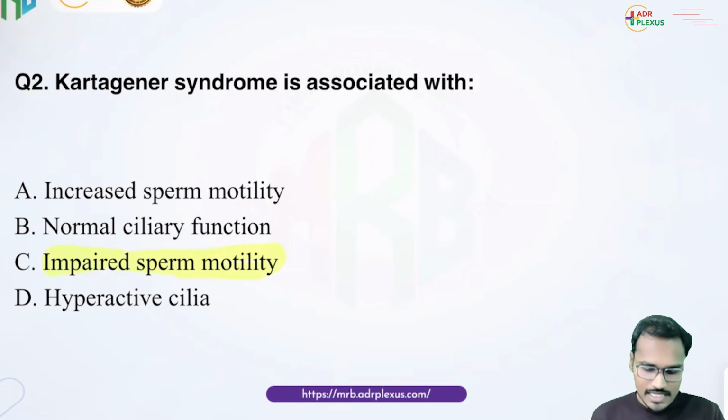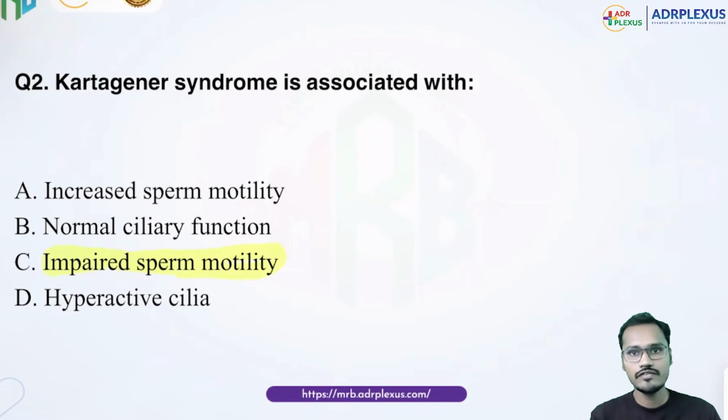This is not the classical triad of Kartagener's, but still this is one of the features. Many of you, when we were discussing in the chat box, had put the correct answer. So impaired sperm motility is the correct answer. Hyperactive is a completely wrong answer. So first, impaired sperm motility.